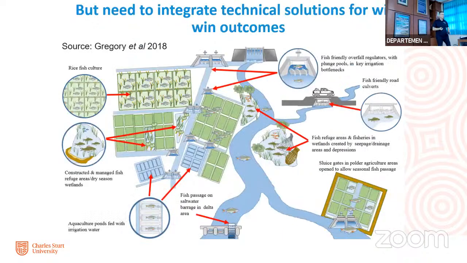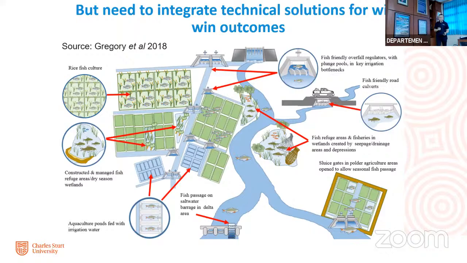And this is what that looks like in a rice fish system. We might have fish ladders allowing fish to get upstream. We might have fish-friendly gates allowing fish to move into irrigation channels and survive on the floodplains. We may have controlled fishing or community refuges in floodplains where the juvenile fish can survive and grow. And so integrating this at the landscape is really important.